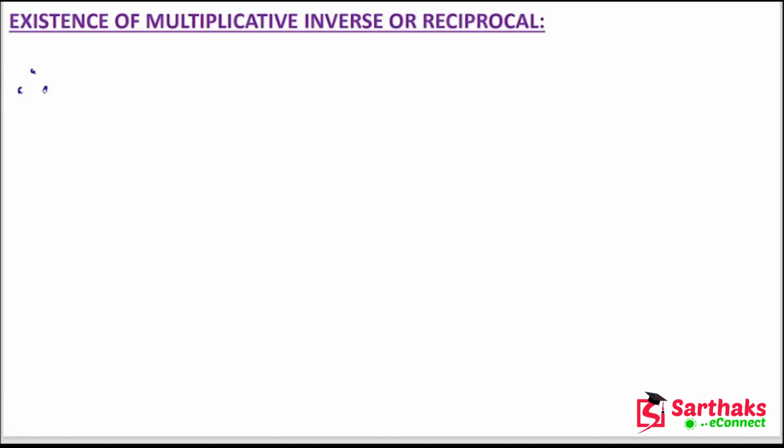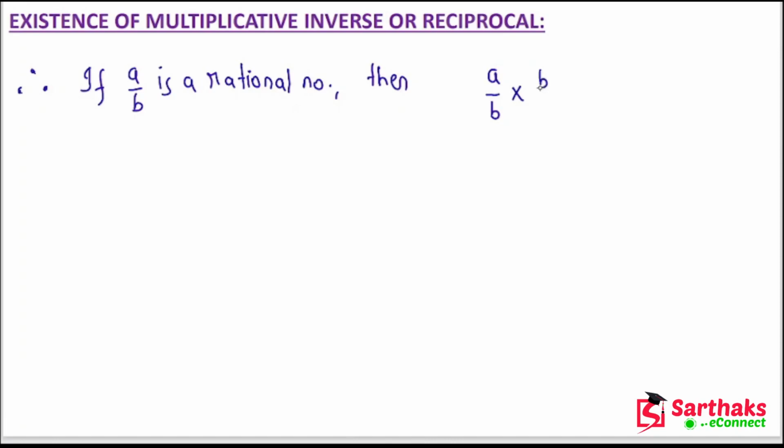You can use the same property. This is the symbol for therefore, these three dots represent therefore. Therefore, if a by b is a rational number, then the only condition to find its reciprocal is a number whose product with a by b should be 1. So let us choose that number as b upon a. You can clearly verify that the product is 1. Also, if you multiply b by a into a by b, you will also get 1.